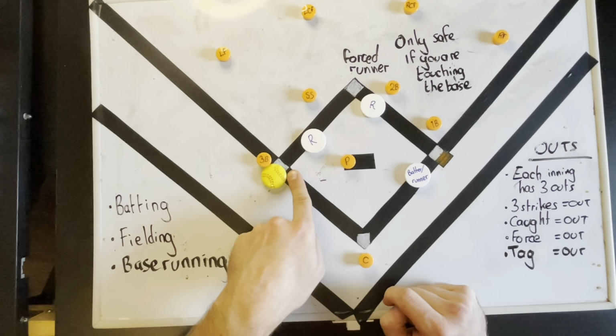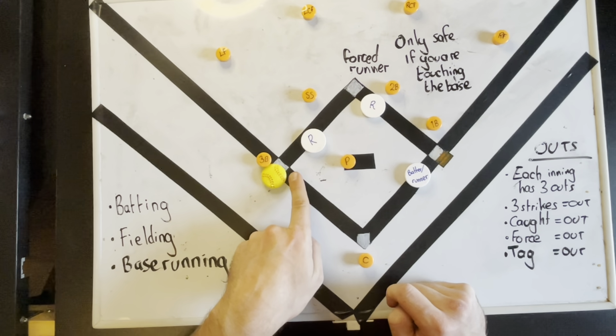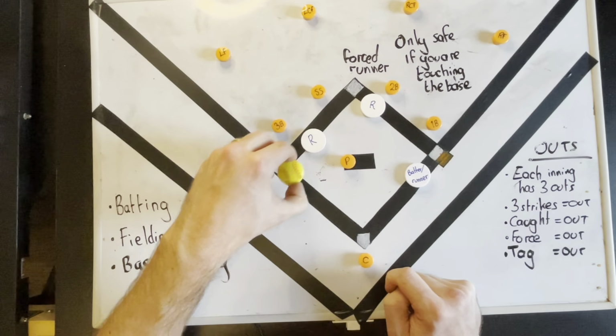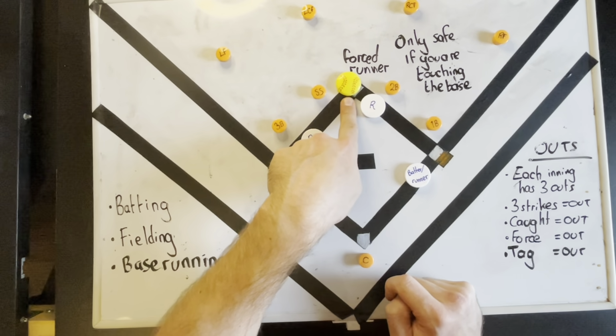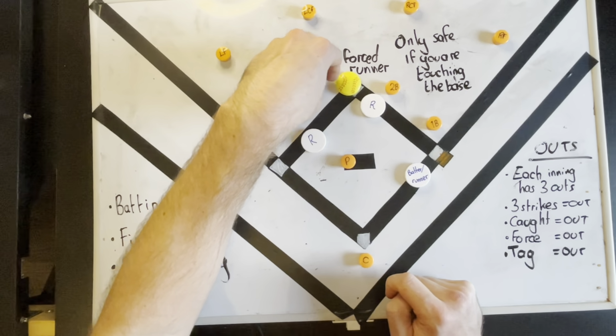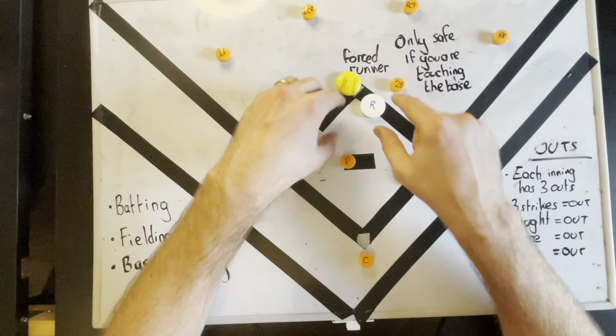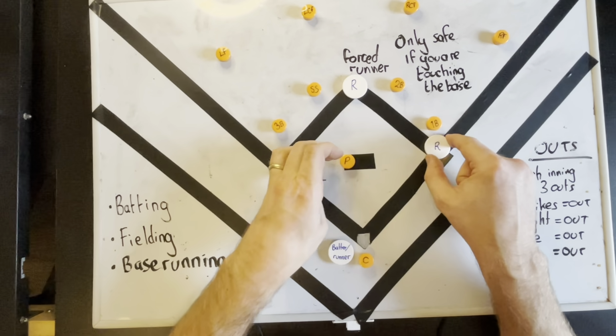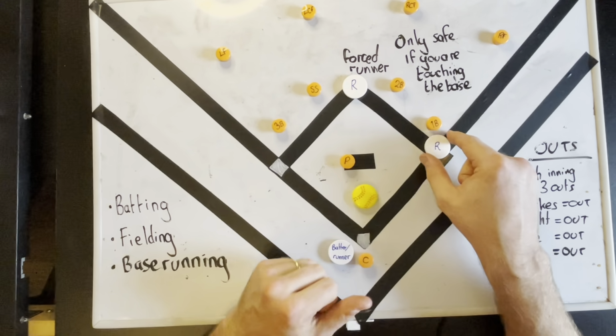And we can, if we chose to, win the race to third. What tends to happen as a fielding side is you choose the easy option, which is to go to second, because it's the nearest base in the field. So know your differences between forced runners and unforced runners.